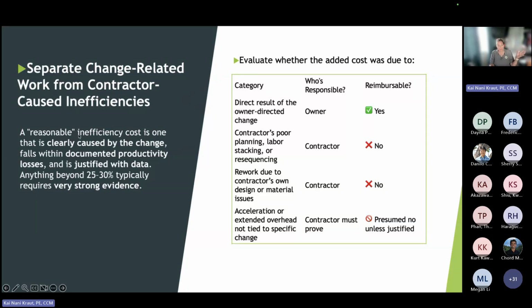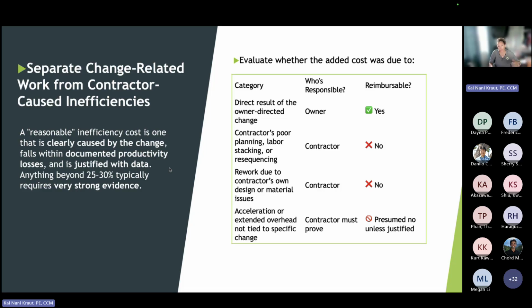A reasonable inefficiency cost is one that is clearly caused by the change, falls within documented productivity losses, and is justified with data. So we don't have to pay them for every cost they incurred. If they weren't running their business well, that's not our obligation. So we can cap those costs. Right now, on Makaha, I don't know if Ben is here, that's where we're stuck, because they couldn't get chlorination to show up from the mainland. There were delays associated with that. But is that our responsibility? Is it directly tied to our change? That's the analysis we're going through now.